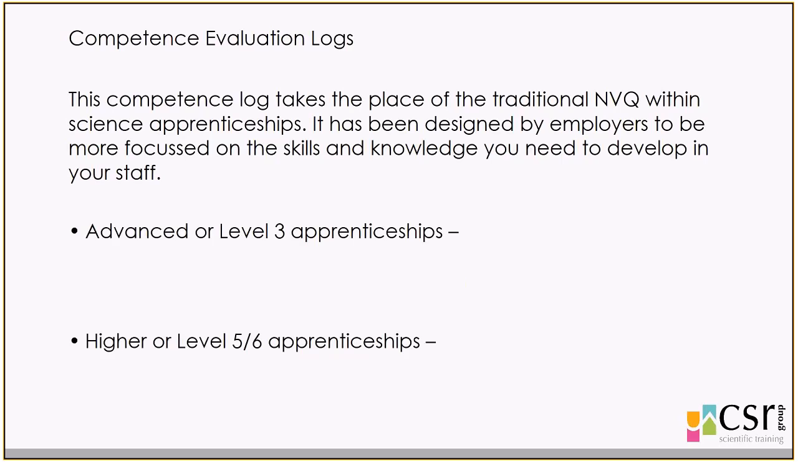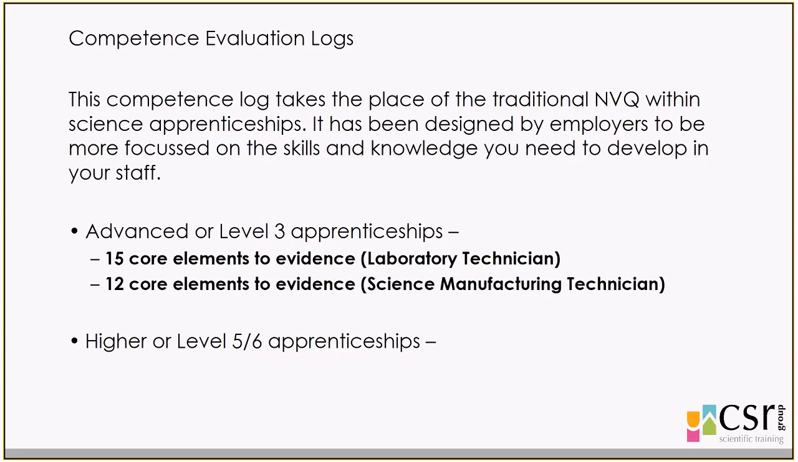At level 3, there would be 15 core elements for them to evidence within this evaluation log for the laboratory technician program. There would be 12 core elements to evidence within the science manufacturing technician program, and at level 5 there would be 21 core elements to evidence. Along with those, there are numerous other elements that those individuals would need to have evidence of or knowledge of in order to complete their apprenticeship programs. These core elements have been designed to be the absolute key, fundamental competence areas for that particular standard.